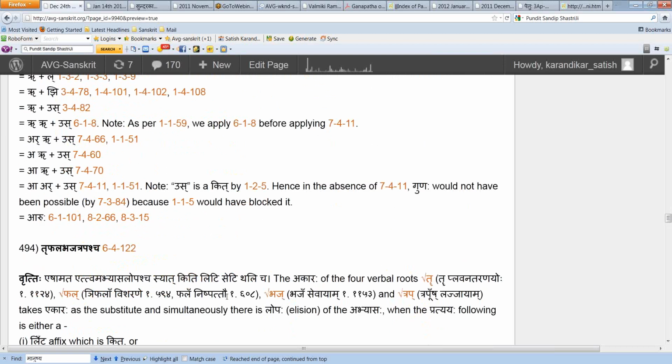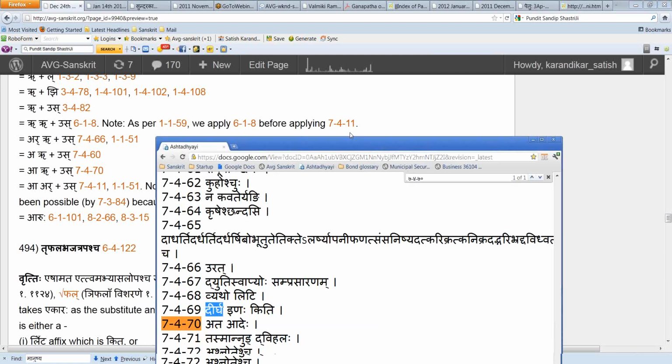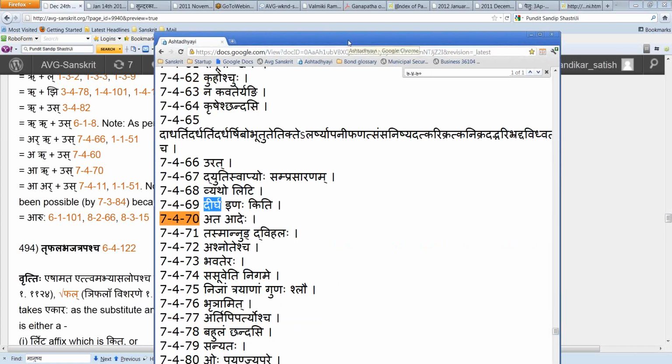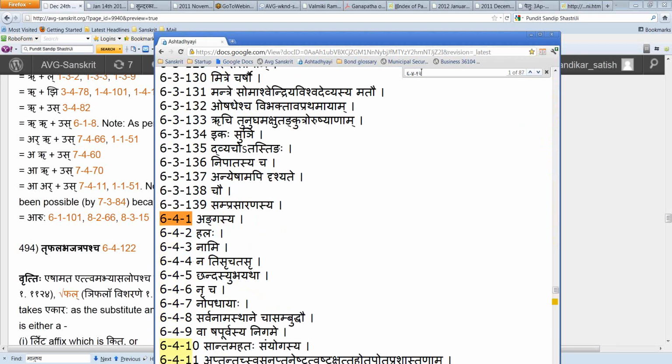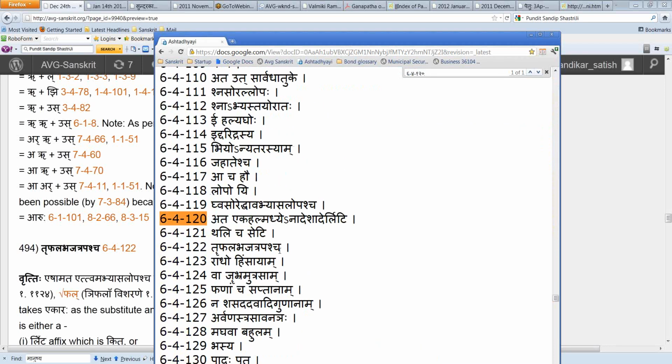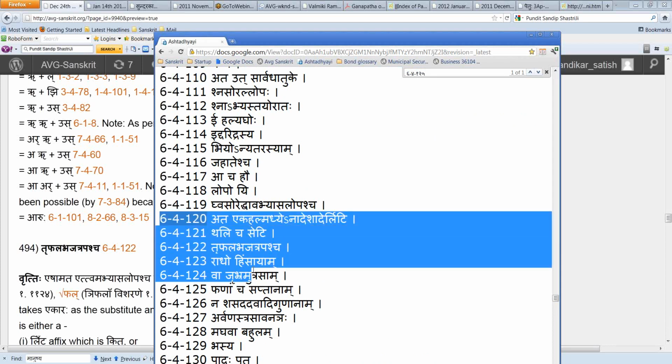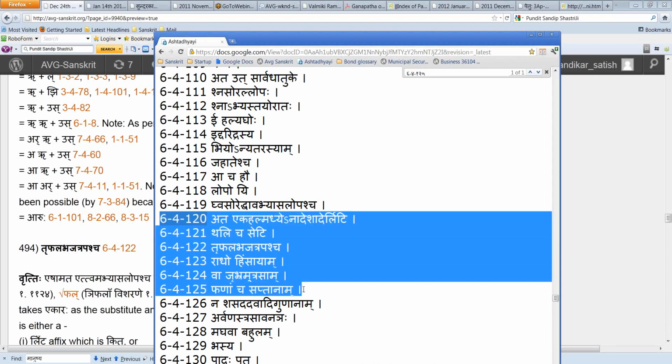Let's look at this one now, which is 6-4-122. We are now coming back to this section of the etam abhyasa lopaha. The moment you see a number between 6-4-120 and 126, remind yourself we are in the section of etam abhyasa lopaha. 6-4-120 up to 126, we just talked about that, and 126 is nishedha, and then there are 6 vidhi sutrani over here. So let's look at 6-4-122.